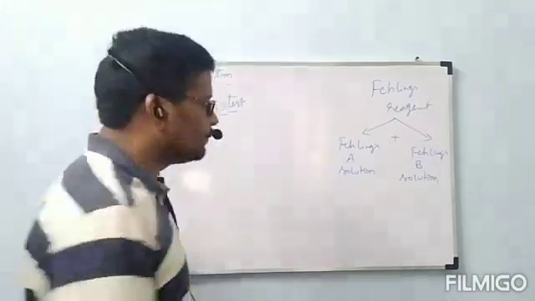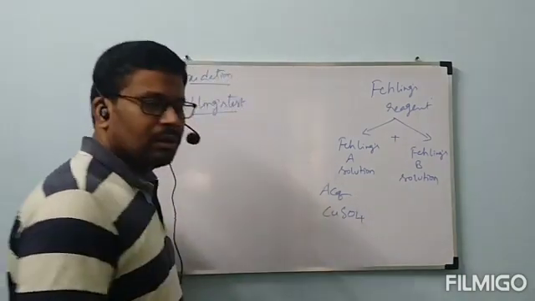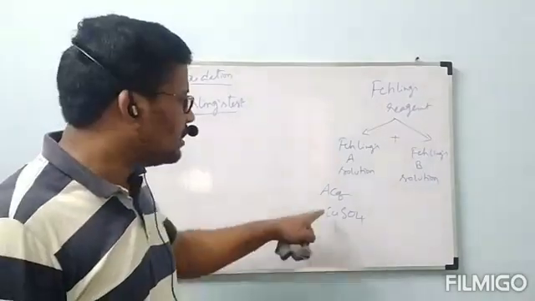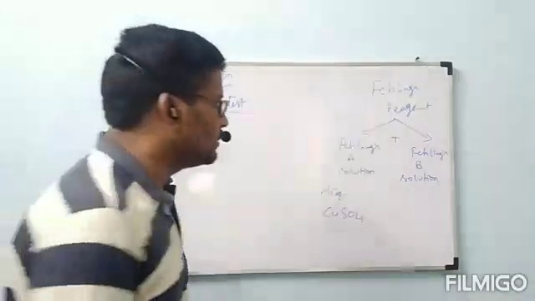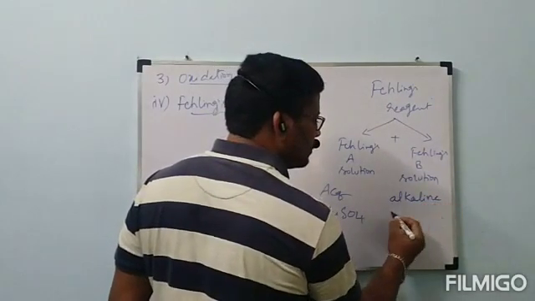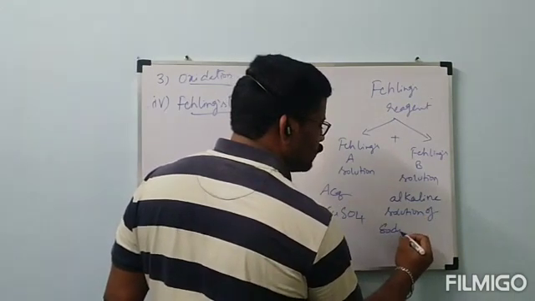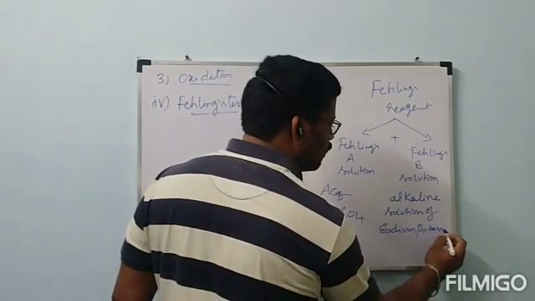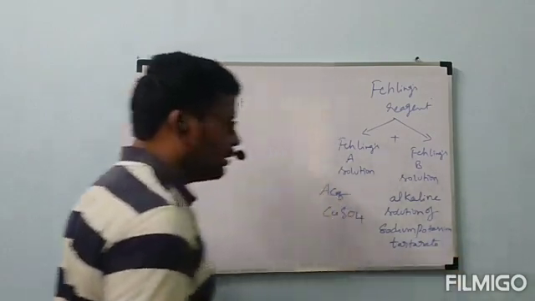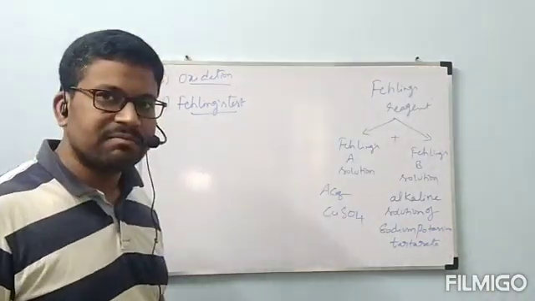Now what is meant by Fehling's A? Fehling's A is nothing but aqueous copper sulfate solution. Copper sulfate, if it is dissolved in water, will form a blue colored solution. That aqueous copper sulfate solution is called Fehling's A solution. Next, Fehling's B. Fehling's B is nothing but an alkaline solution of sodium potassium tartrate. Alkaline solution of sodium potassium tartrate, that is called Fehling's B solution.